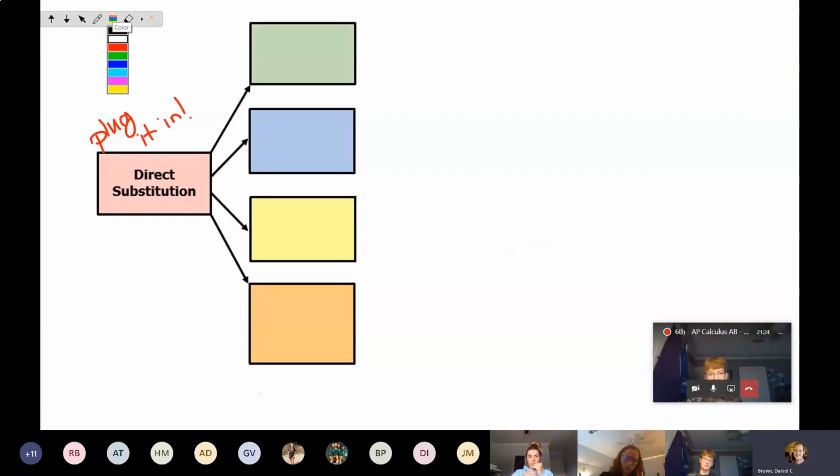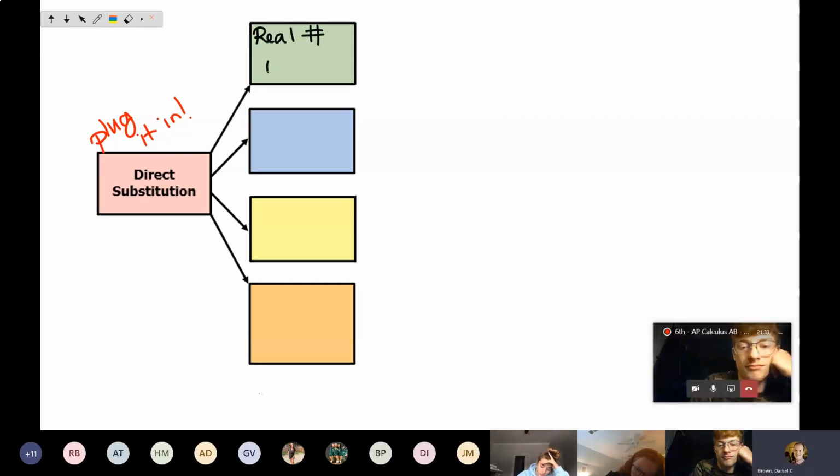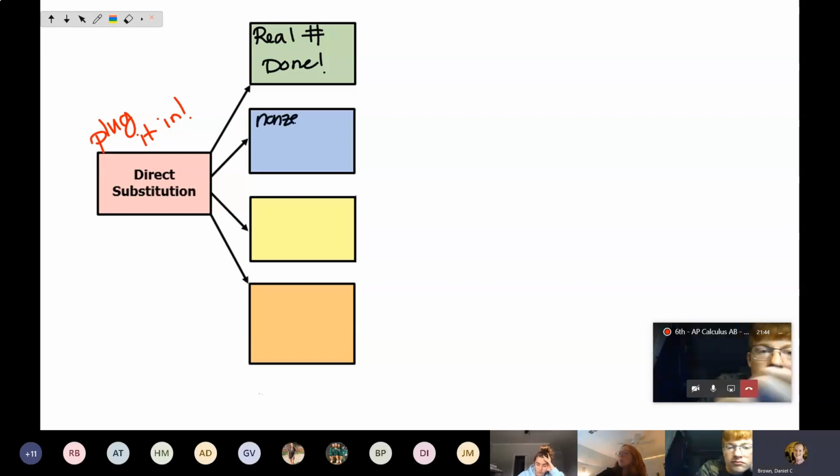The first case that we have is when you plug something in, if you get a real number, that number is your answer. You are done. That is the answer to the problem. You don't have to do anything else. If you get a non-zero number divided by 0, we know that's undefined. You're also done because the limit is going to be DNE.